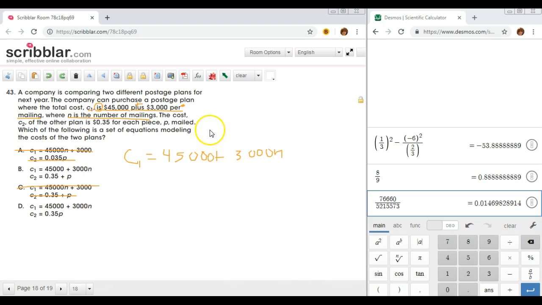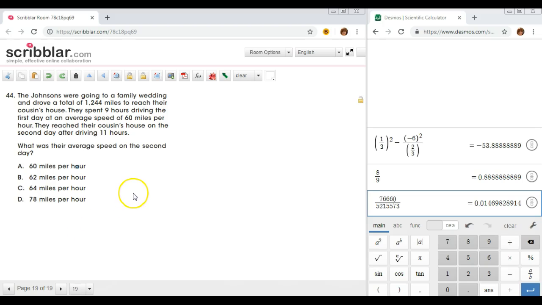So our next sentence says the cost C2 of the other plan is 35 cents for each piece mailed. So C2 is, again, means use an equal sign. 35 cents for each also means multiply. So 0.35 times P is 0.35P. You don't have to actually write the multiply sign because when there's a number next to a letter, you automatically assume it's multiply, which means our answer has to be answer choice D.